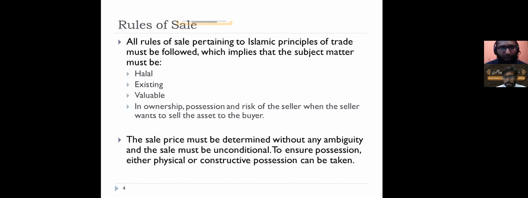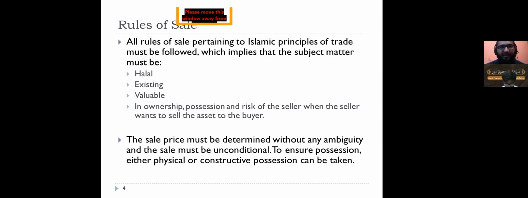So all rules of sale pertaining to Islamic principles of trade must be followed whenever we are doing a trade transaction. All rules of sale have to be followed, and these include that the subject matter of sale needs to be halal. The subject matter that is being traded has to exist. Now, there are certain exceptions to this rule, in the form of salam and istisna. Salam and istisna are two exceptional sales where it is allowed that even if the asset does not exist, we can do trade in those assets. But generally speaking, when we talk about a sale transaction, the subject matter has to be existing at the time of sale.